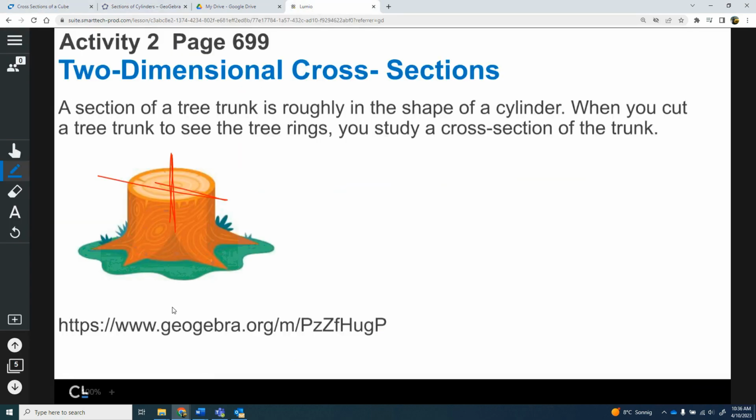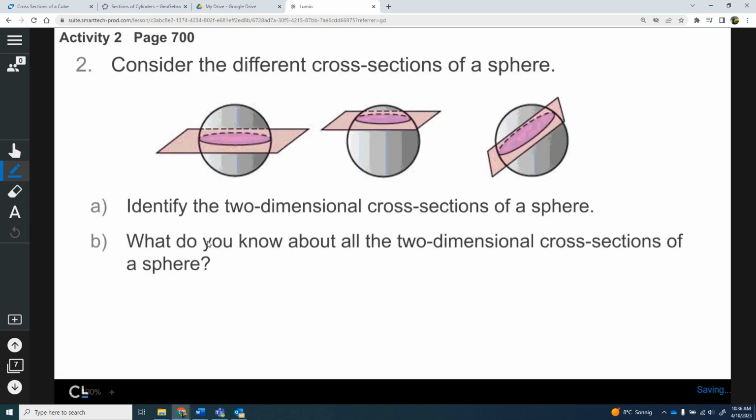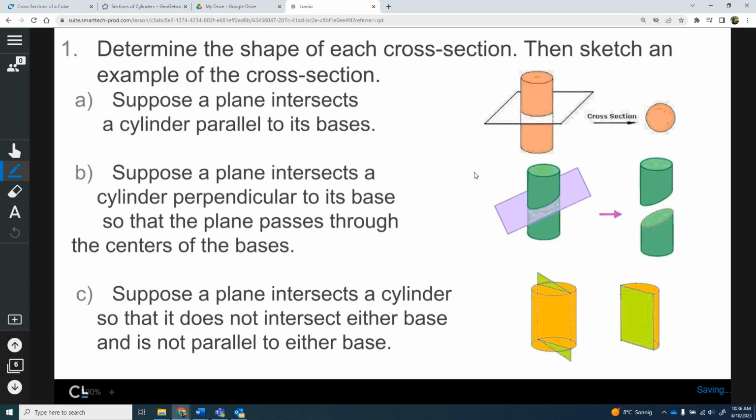So going back to what you guys have to do. For these, you'll need to draw these shapes here for 1, A, B, and C. So pause the video and do that.